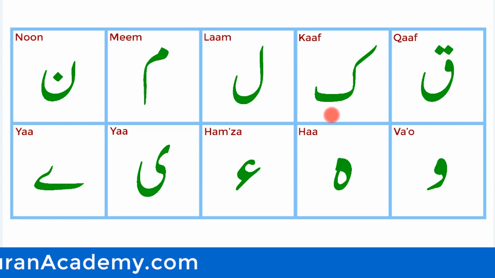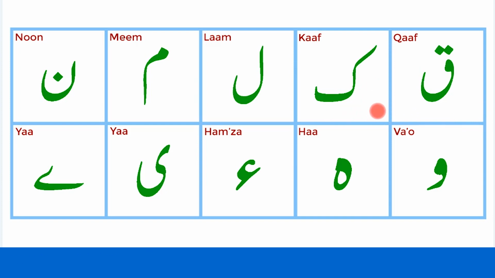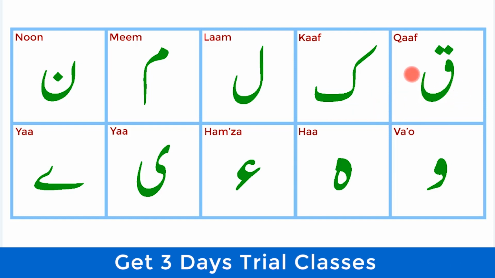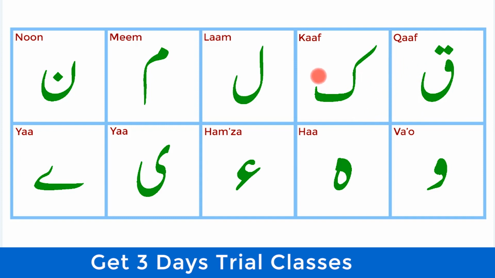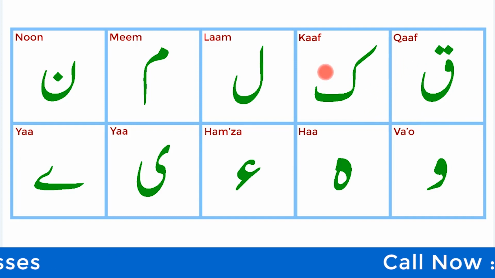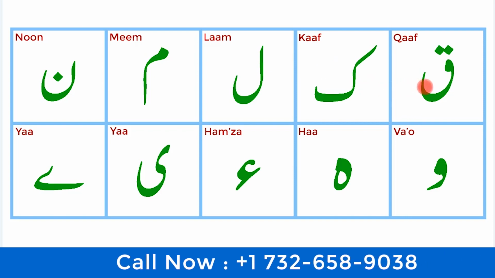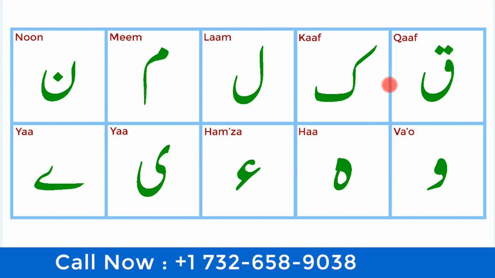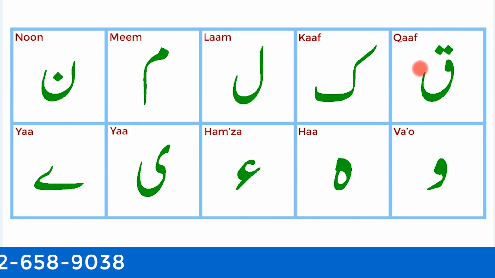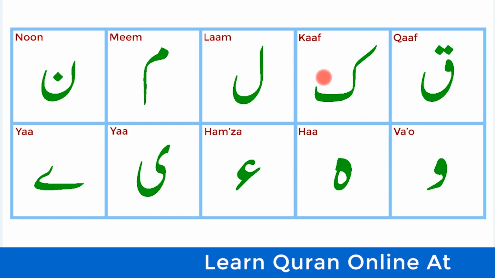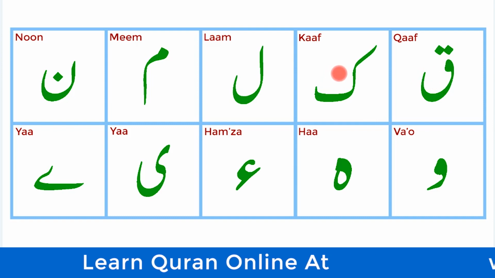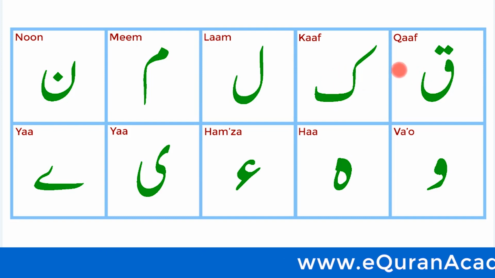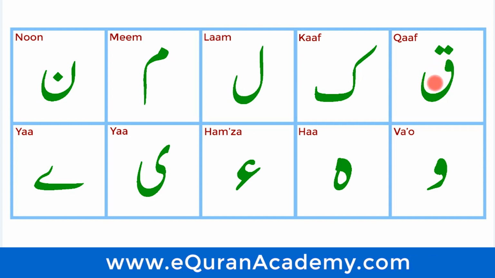Kaf has thin sound. And there are two qaf. This is qaf. This letter has thick sound. And this is kaf. This letter has thin sound. Both letters have almost same sound. Only you can make difference between these two letters. Reading with thick sound, this one, and this letter read with thin sound. So you can make difference.